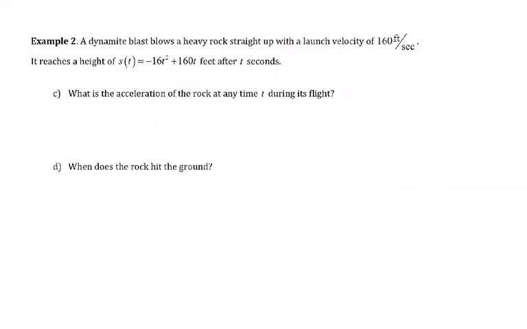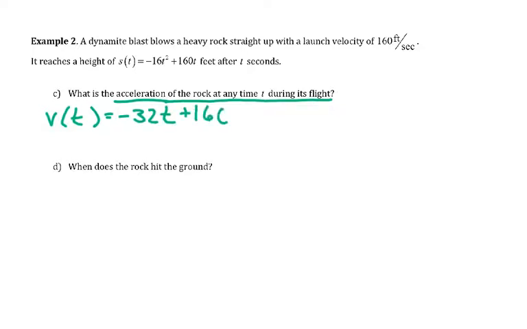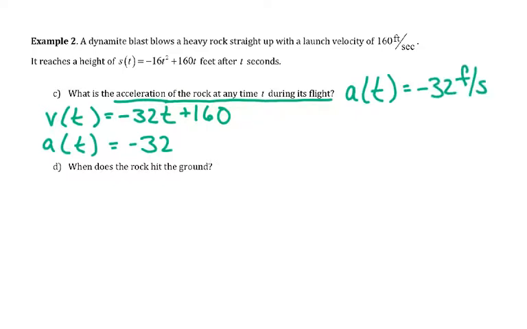Two more questions to answer. What is the acceleration of the rock at any time t during its flight? Okay, let's see what we're talking about. The velocity, which is the first derivative, acceleration is the derivative of the velocity function. So this is just negative 32. What are we talking about? Well, it's negative 32 feet per second squared.